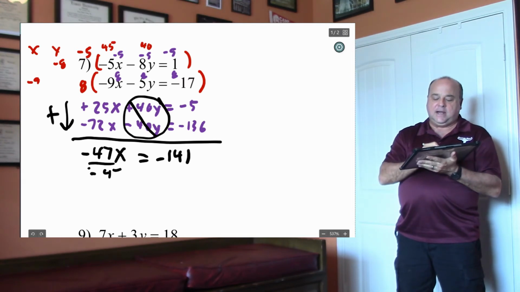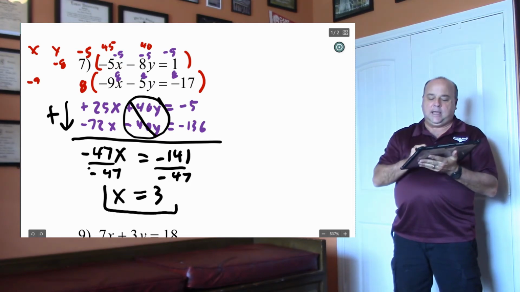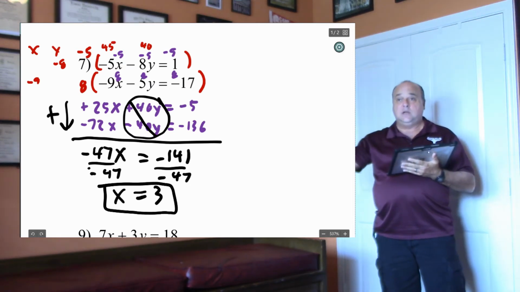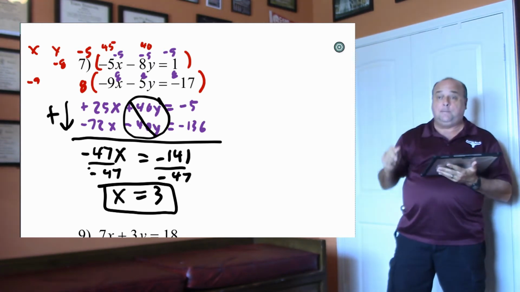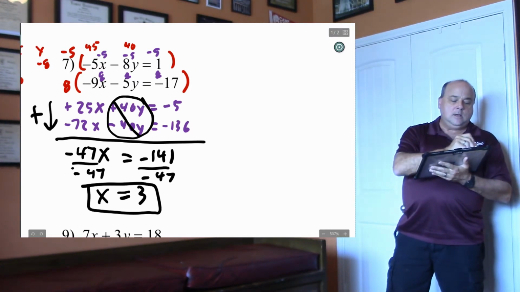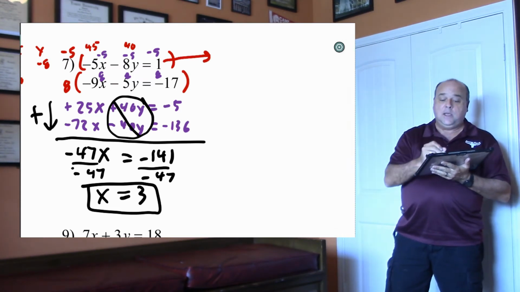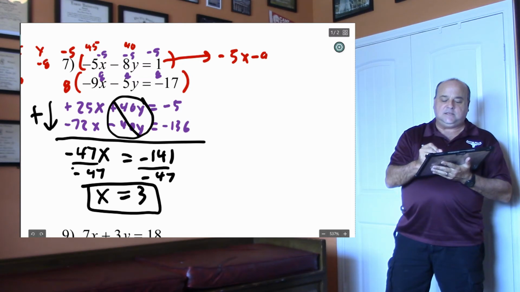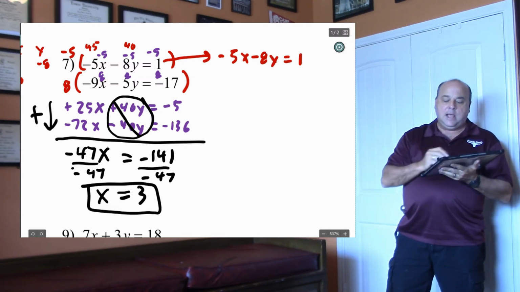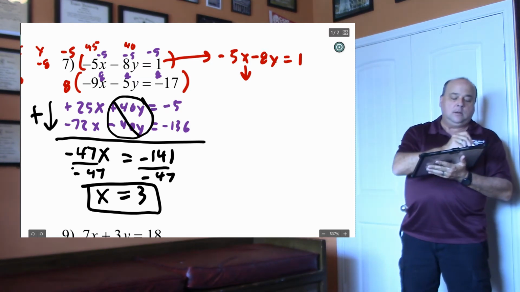We're going to divide by negative 47, and it divides out, doesn't it? It's going to end up being 3. So my x is 3. Notice that these numbers might get bigger when you multiply both. Now then, I forgot to do this, but I'm going to write down the top equation because the 1 is smaller than 17. So negative 5x minus 8y equals 1. My x is 3, so I'm going to take that 3 and plug it right in here, aren't I?